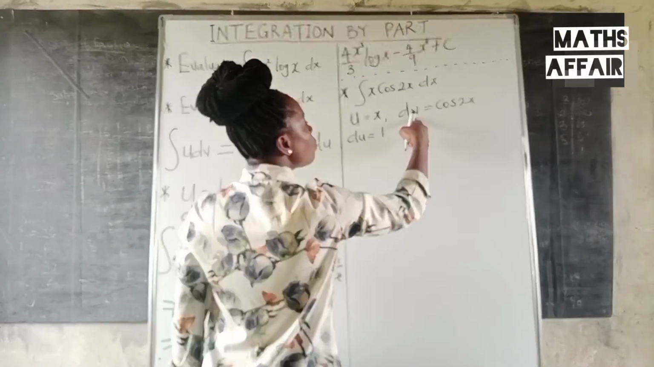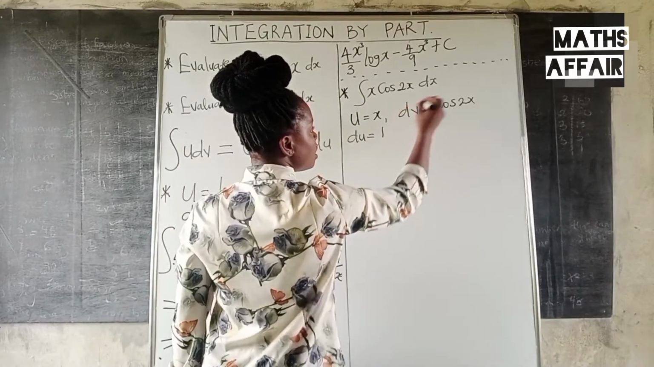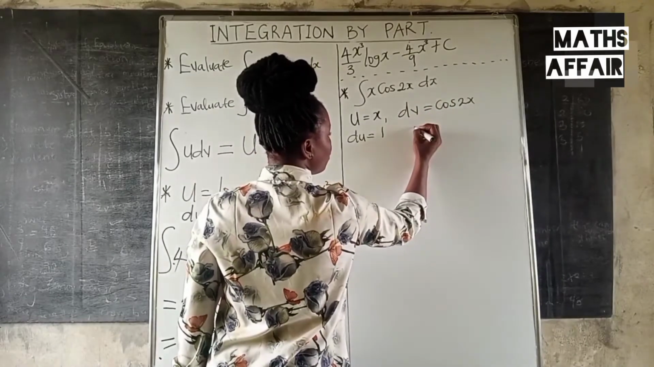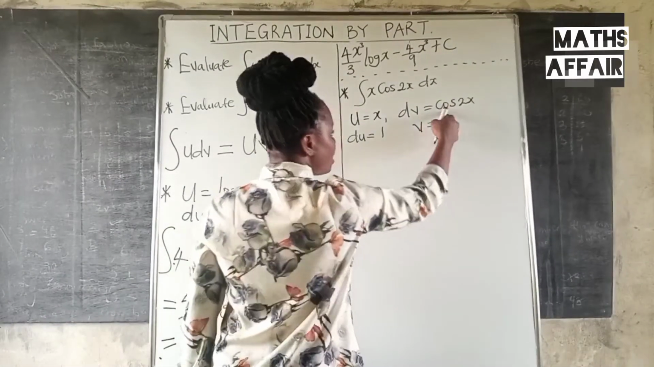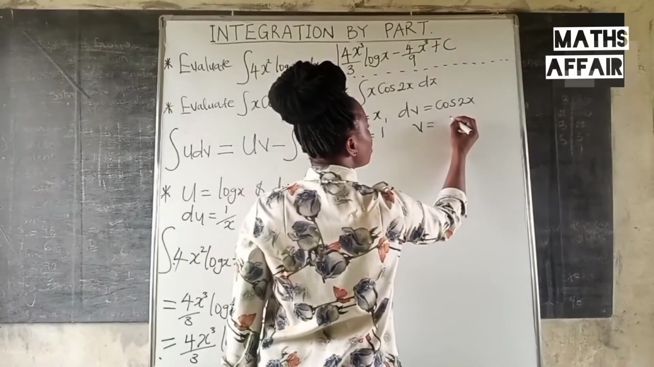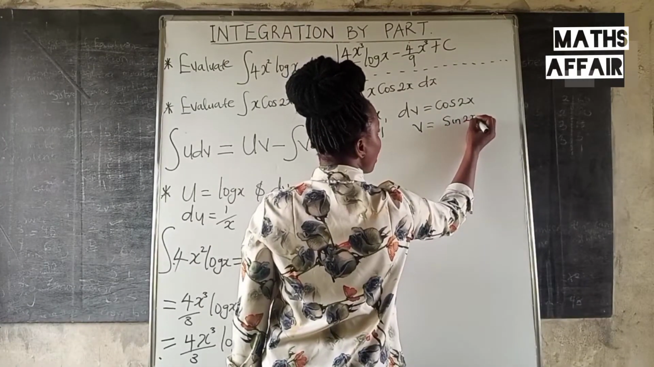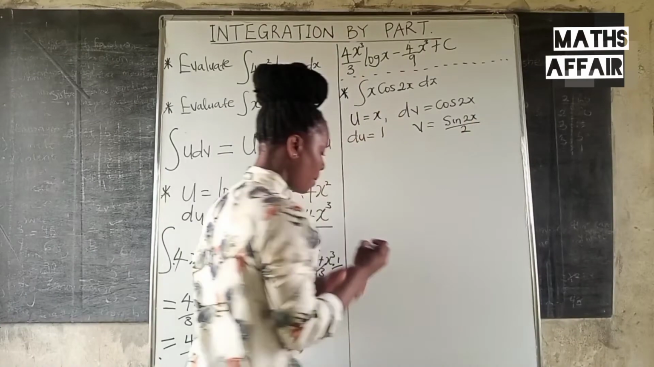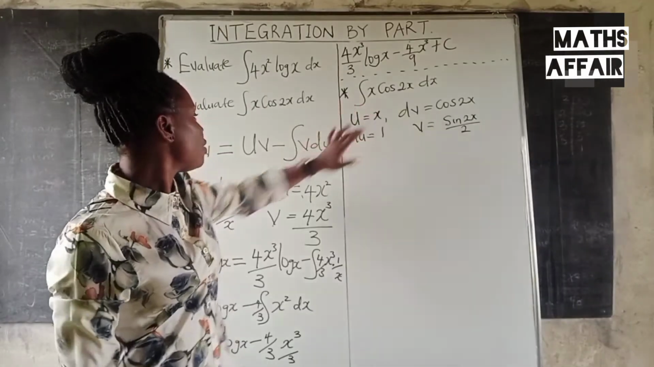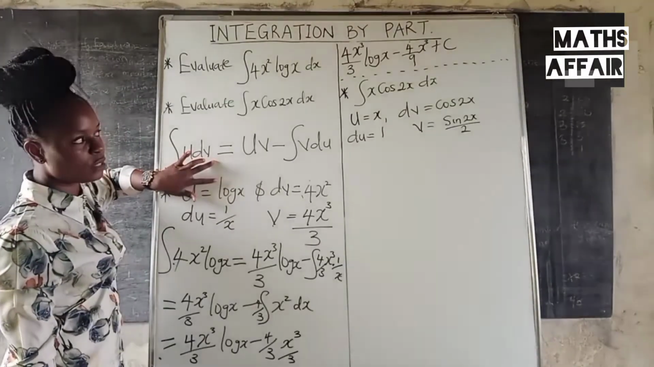If you differentiate a function of this nature, you have 1. And I want my v, so I'm going to integrate this, so that if I integrate my dv, I will have what? V. And if you integrate cos 2x, you have what? Sine 2x all over 2. Now, bringing out all these parameters, you have to remember the formula using integration by parts.